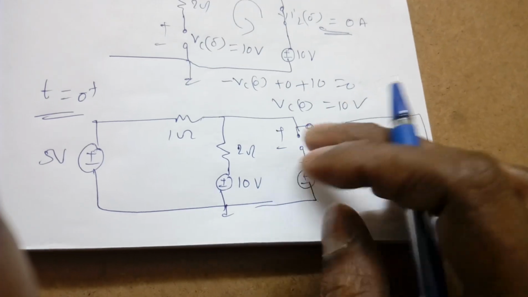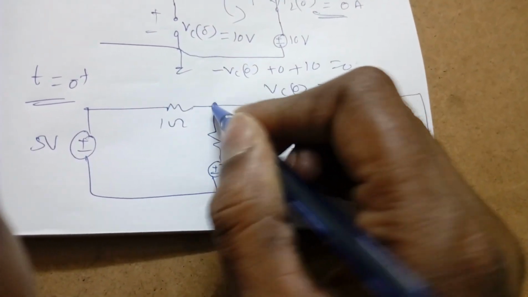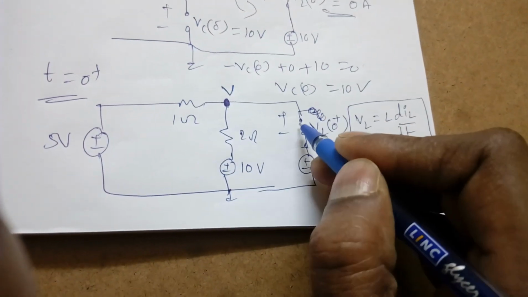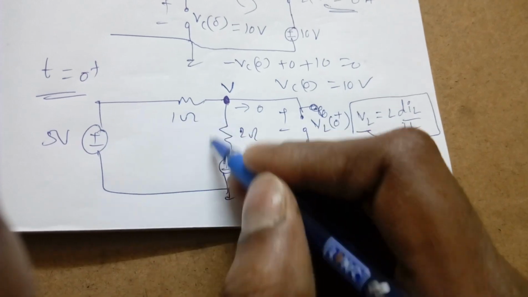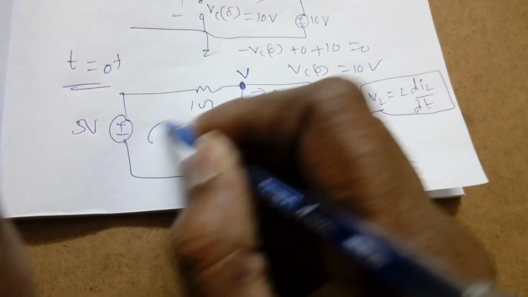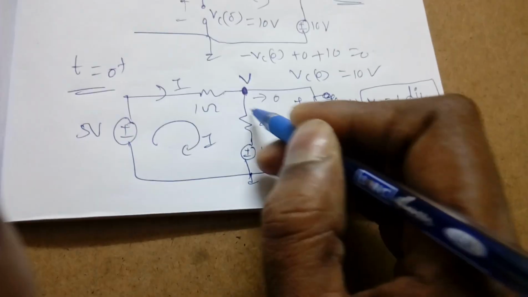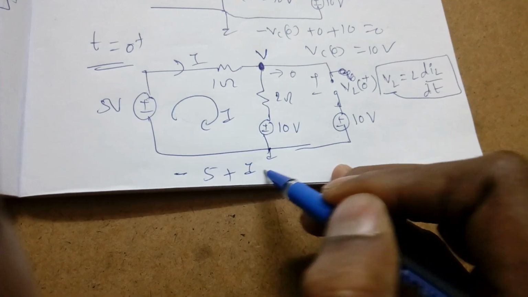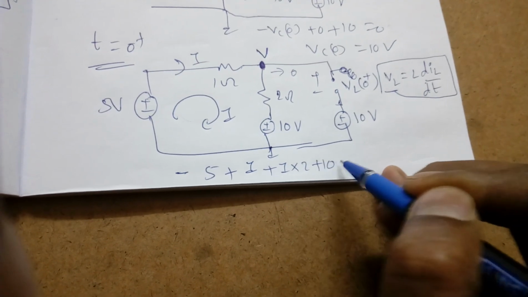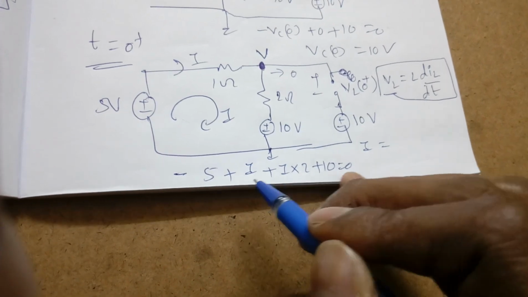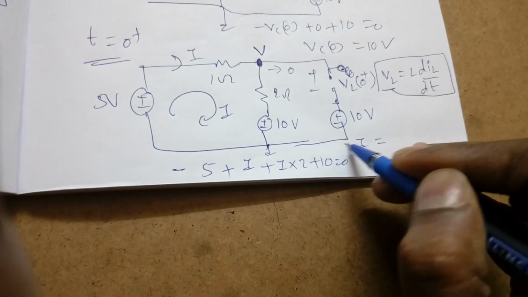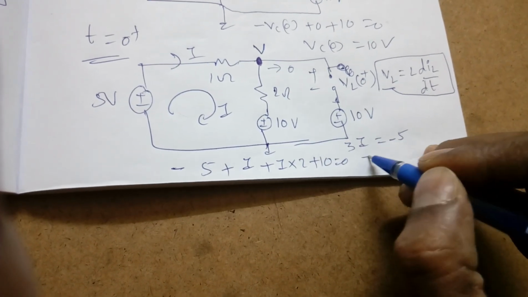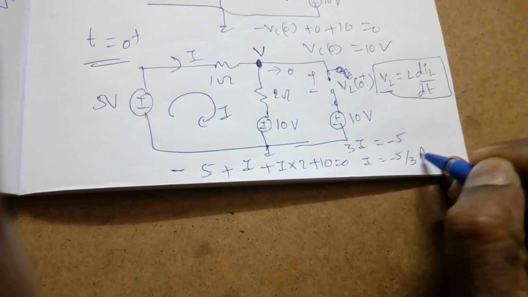Now what is that VL? Suppose at this node, if I find this voltage, then we can find it easily. Again, one nodal equation. See, this is open circuit, no current flows, so simply one KVL you can get. Whatever current I flows, that is only flowing here. If we write a KVL, minus 5 plus I into 1 plus I into 2 plus 10 equal to 0. So what is I now? 3I is equal to minus 5 plus 10, so 5, it is minus 5. What is I? Minus 5 by 3 ampere.